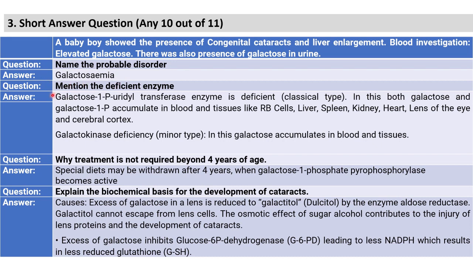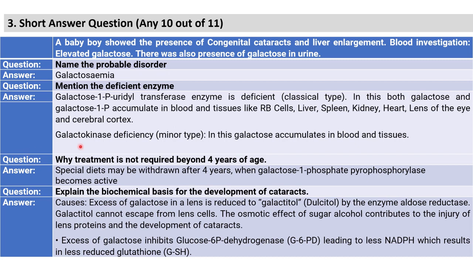Next question was: mention the deficient enzyme. So the answer is galactose 1 phosphate uridyl transferase. This enzyme is deficient, and here there is accumulation of both galactose and galactose 1 phosphate in the blood and in tissues like RBCs, liver, spleen, kidney, heart, lens of eye, and cerebral cortex. This accumulation is responsible for the manifestations. Accumulation of galactose 1 phosphate is responsible for hepatomegaly, and in the lens there is formation of galactitol or dulcitol. That is responsible for cataract.